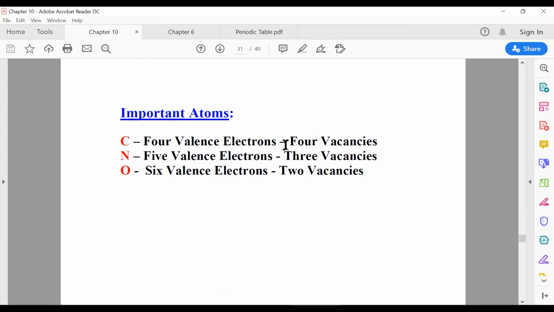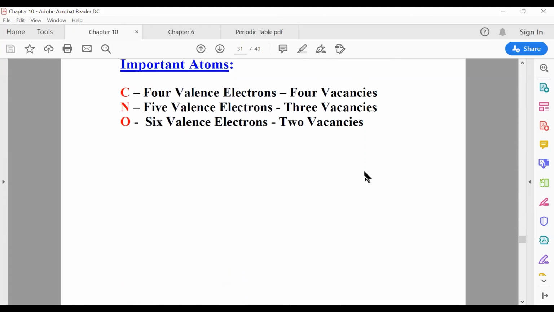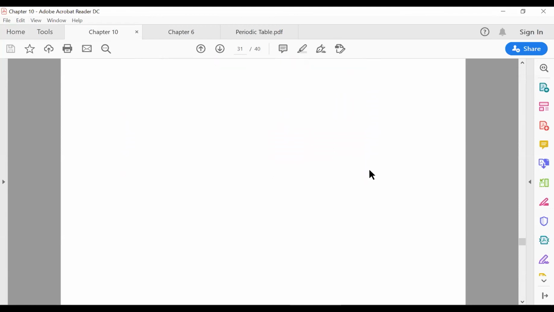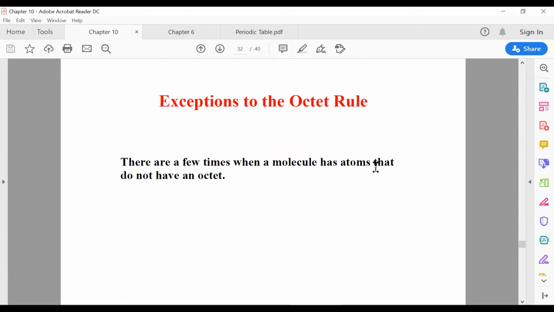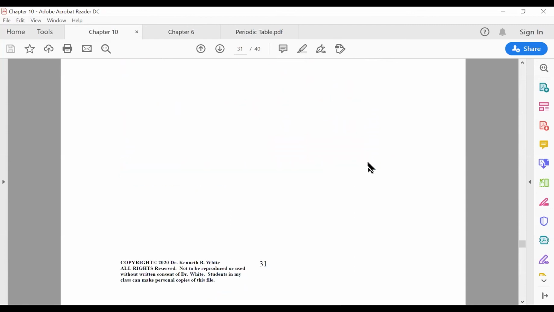So, carbon has 4, nitrogen 5, oxygen 6 valence electrons, and therefore 8 minus 4, 4 valence vacancies. Nitrogen 3, oxygen 2. What I don't have on there, the halogens, which are important, have 1 vacancy, and hydrogen, remember, its octet is really 2, has 1 valence, so it has 1 vacancy. And what does that mean? There are exceptions to that rule. Let's skip this because I'm never going to cover that on a test.